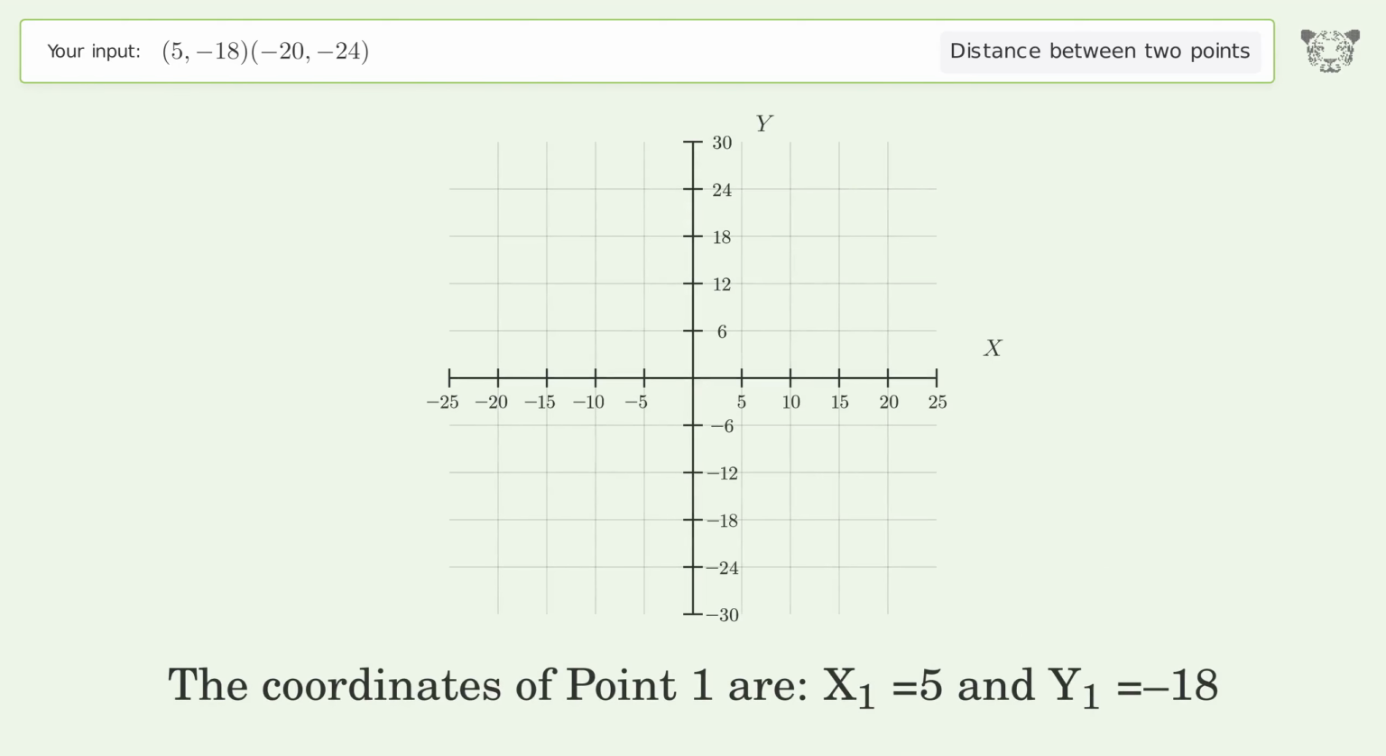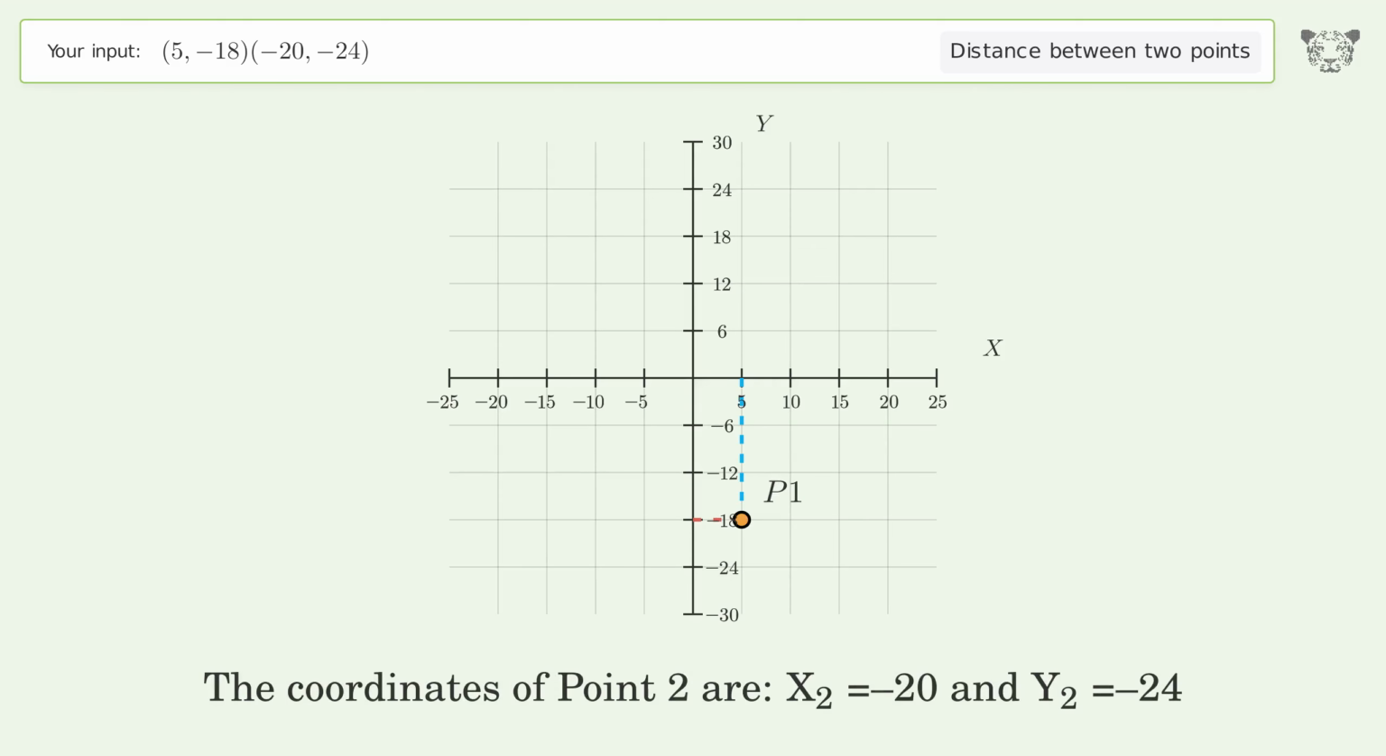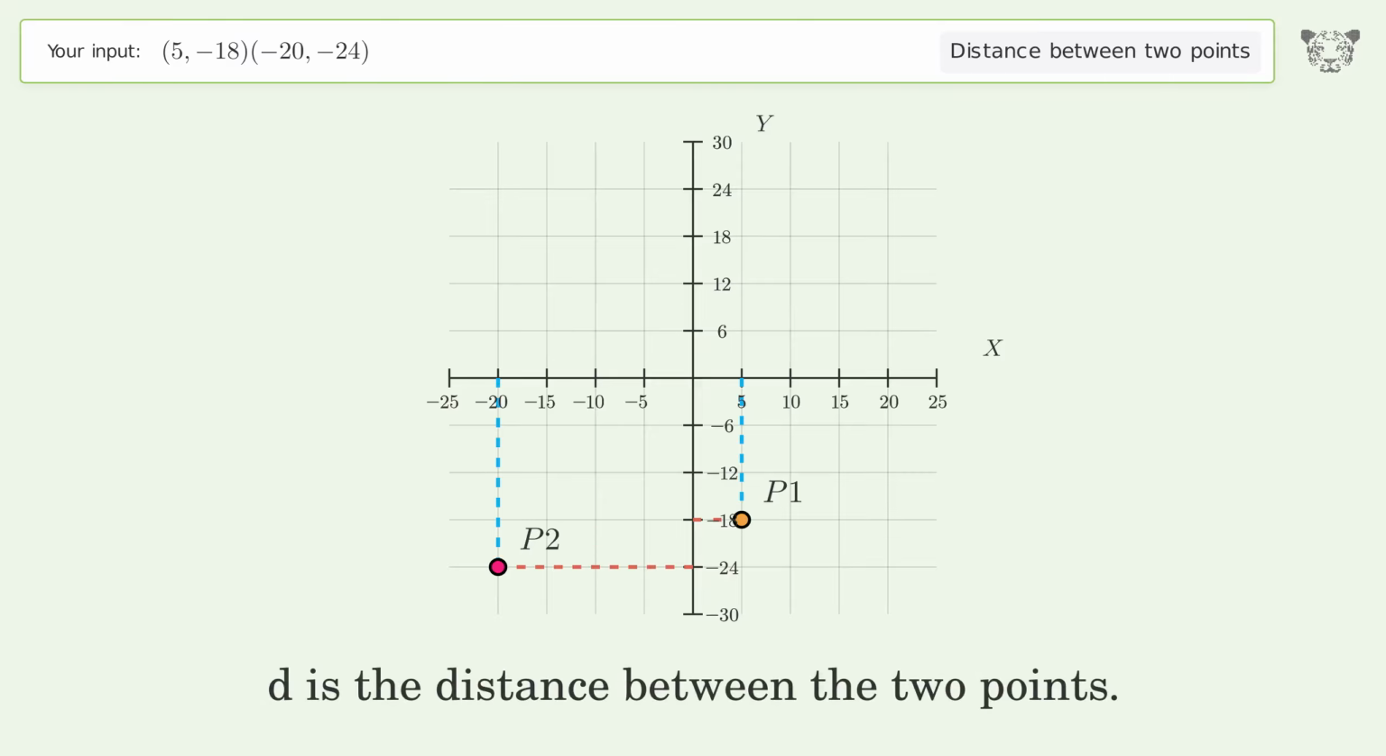The coordinates of point 1 are x1 equals 5 and y1 equals negative 18. The coordinates of point 2 are x2 equals negative 20 and y2 equals negative 24. D is the distance between the 2 points.